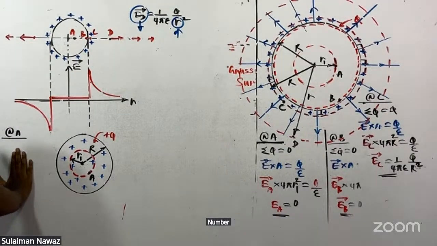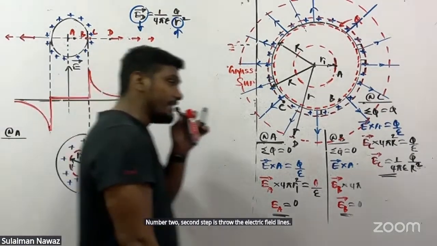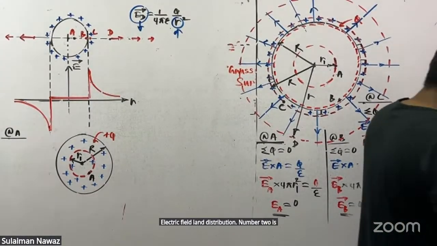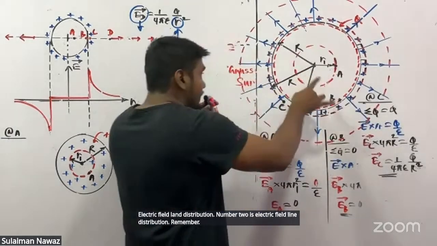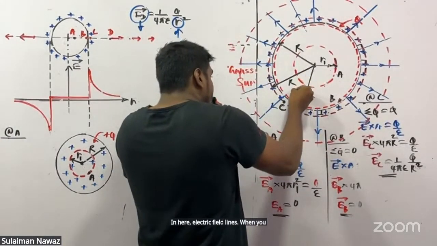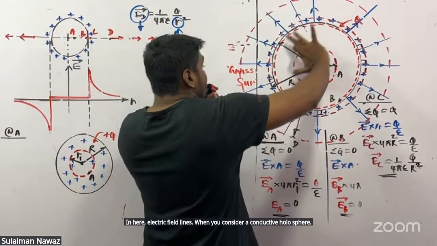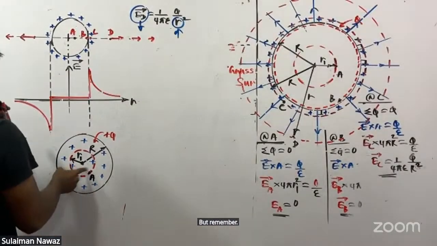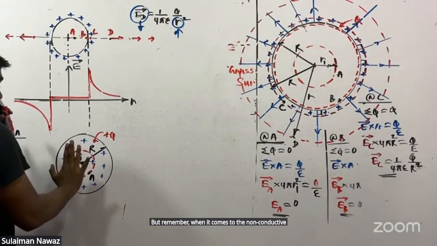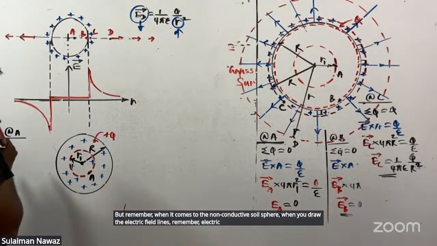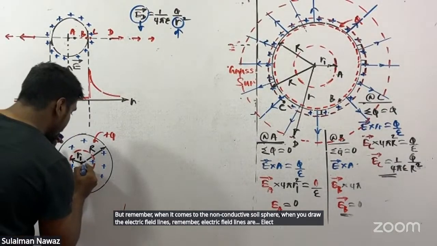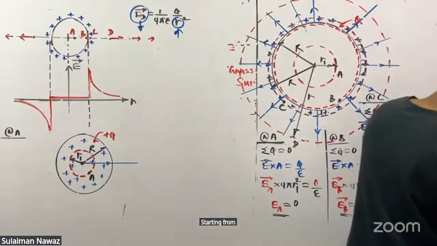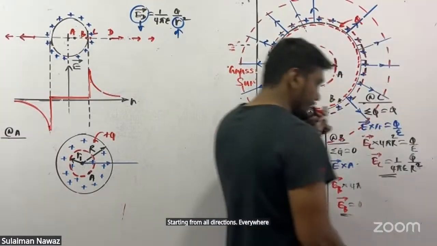Step two is to draw the electric field lines, the electric field line distribution. Remember, when we considered a conductive hollow sphere, we didn't see any electric field lines inside it. But when it comes to the non-conductive solid sphere, the electric field lines start from all directions, everywhere, like this.